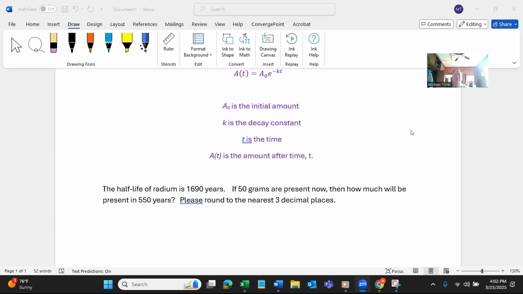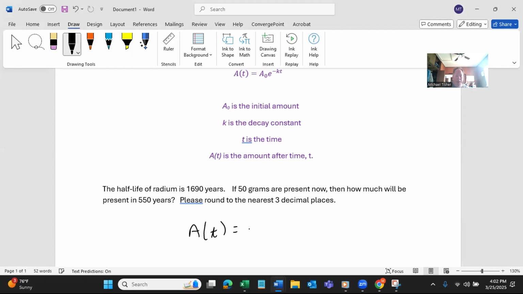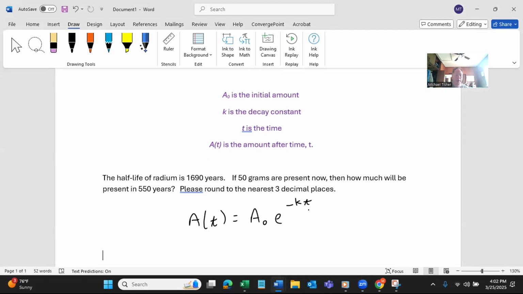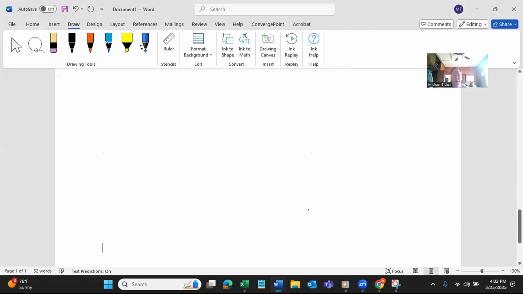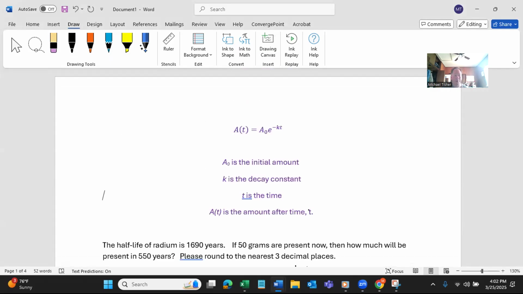All right, well, first we have to find k, which is the decay constant. To do that, we'll apply this formula first. So this formula is A of t is equal to A sub 0 e to the negative kt. I'm giving myself some space right now to write.